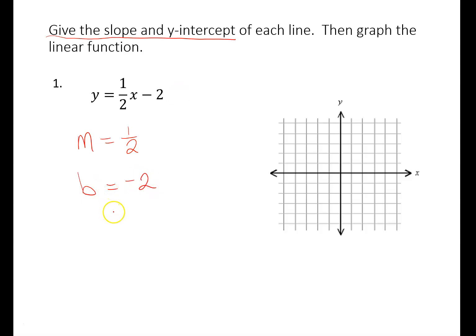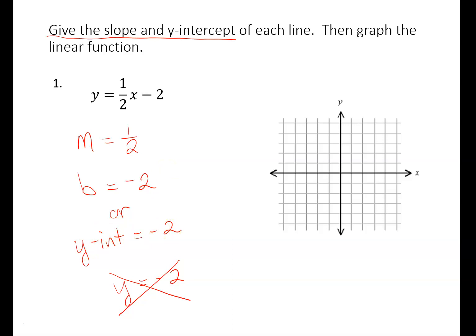Or you could write the y-intercept is -2. But do not write y equals -2. We don't want to write that because that's an actual line. As we looked at the beginning of this video, that would be a horizontal line. And we're just wanting a single point there for our y-intercept. So let's not write it that way. You can write it as b equals -2 or y-intercept equals -2.